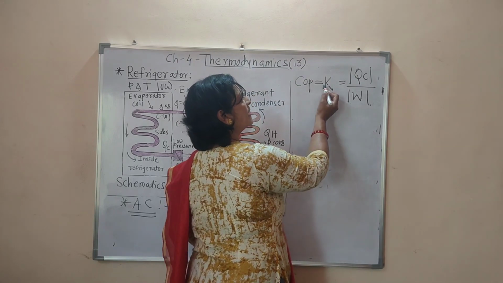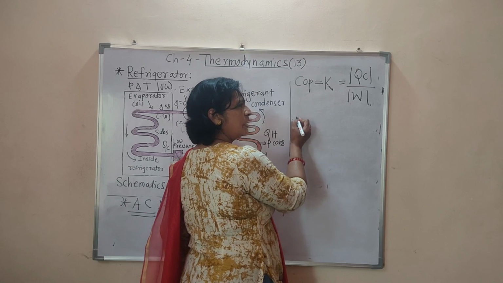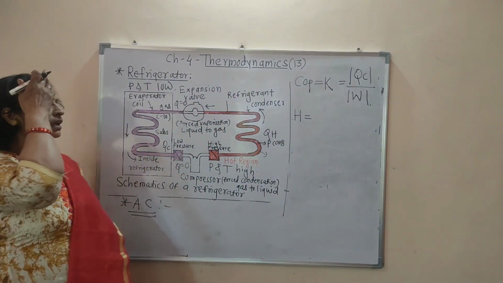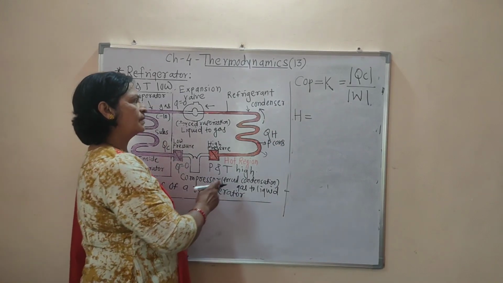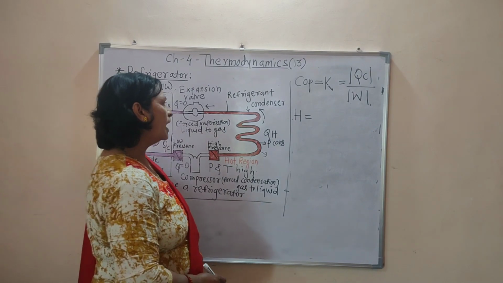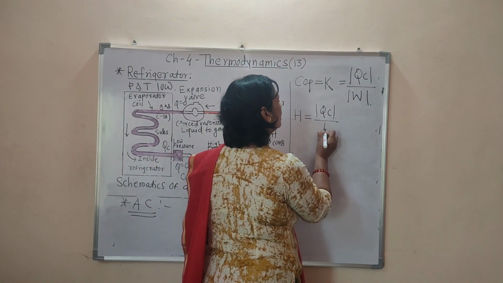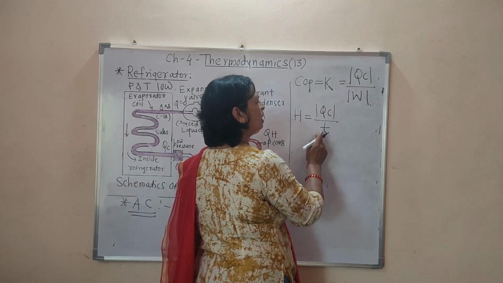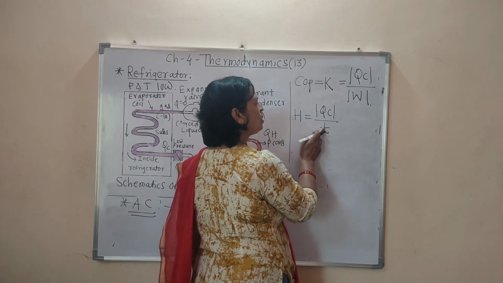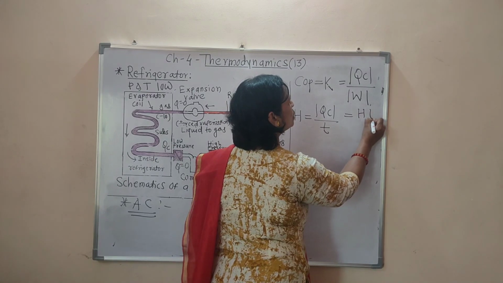Now we can express this formula in terms of H and T. What is H? H is the rate of heat removed by a working substance, also called the heat current, that is, how much heat is rejected in how much time. So H is equal to QC by T, and from that the value of QC is H into T.